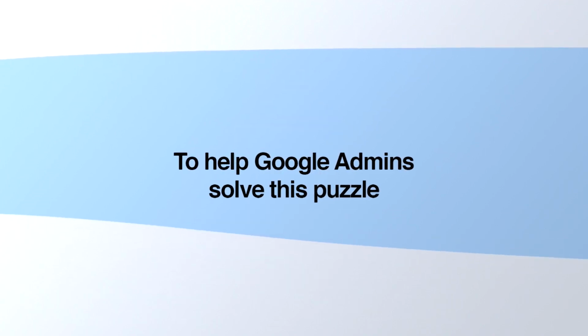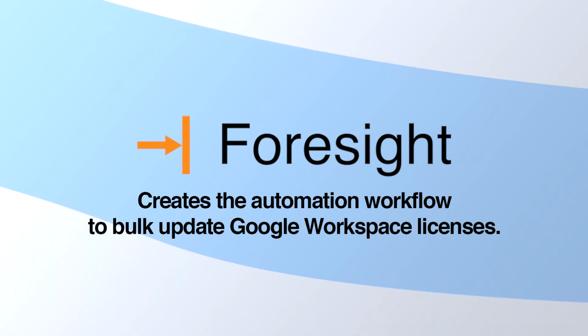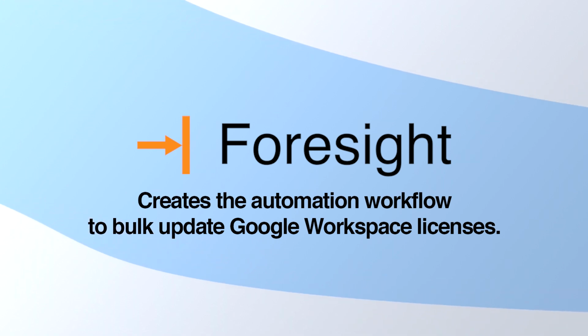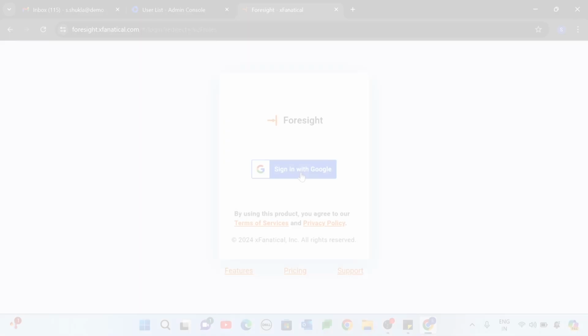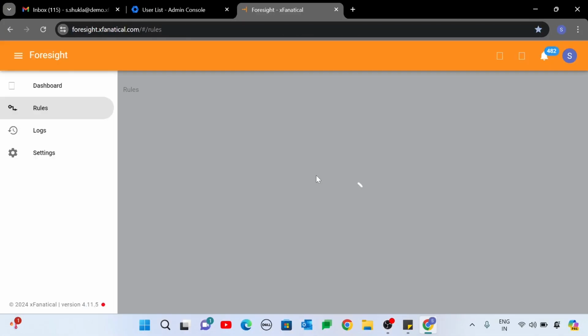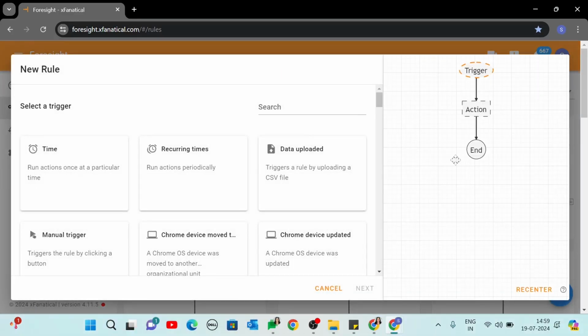To help Google admins solve this puzzle, Foresight creates the automation workflow to bulk update Google Workspace licenses. Let's see how to operate this workflow. Creation of the rule. Log into your xFanatical Foresight account with your Google admin account. Go to the Rules page and click the New Rule button.